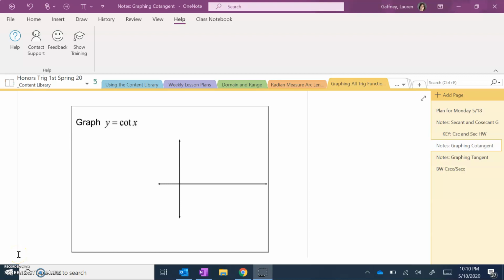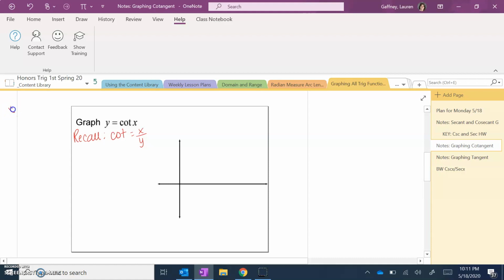All right, guys, so today we're going to focus on graphing cotangent. The first thing we need to think about and remember is that cotangent is equal to x over y. So up until this point, we've been dealing with sine and cosine, or the reciprocals, which are x over r and y over r, or the reciprocals.